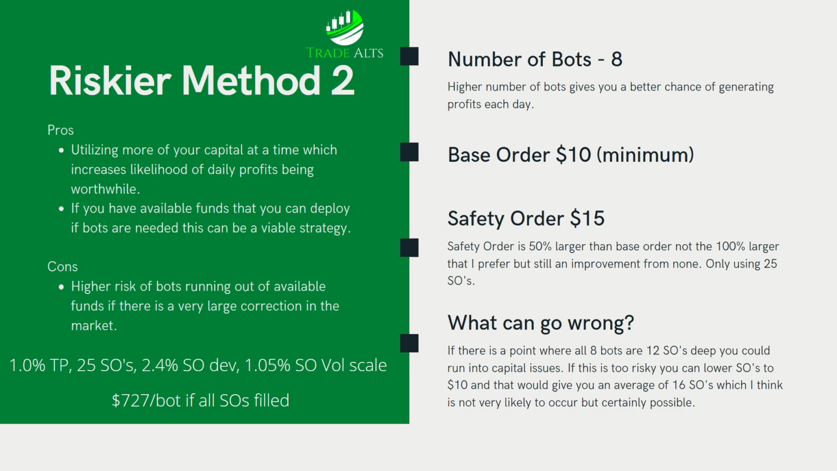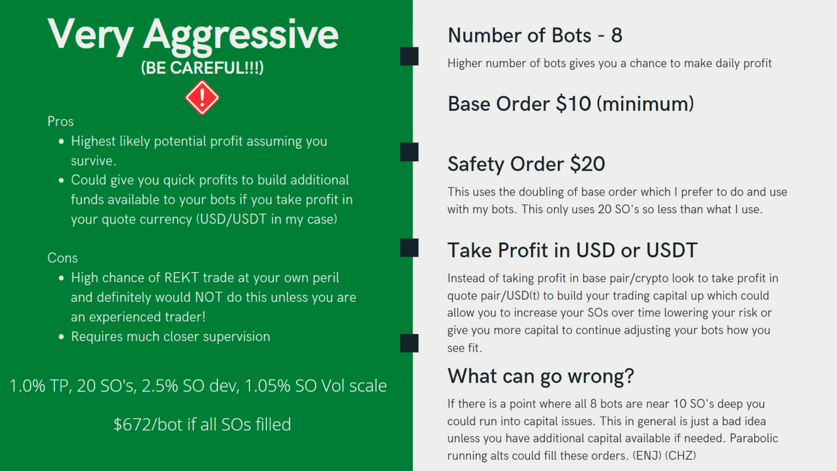So your pro, same thing. You're utilizing more of your capital, and you have 2 extra bots, so that's pretty good. And then same thing. Obviously, what are the cons? There's a higher risk of running out of available funds since your bots are not fully covered. And then you have this. So again, this is very aggressive settings by my standards. I've seen some crazy stuff lately in Telegram and Discord, but these are aggressive by my settings, and I would be very cautious trading something like this.